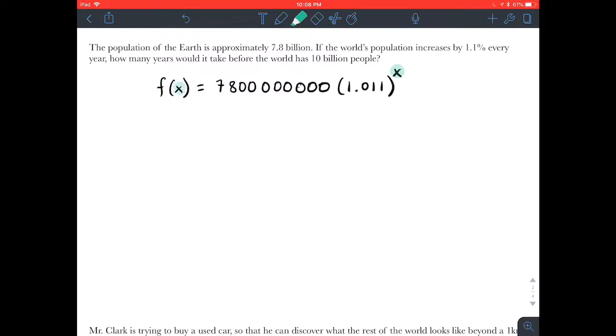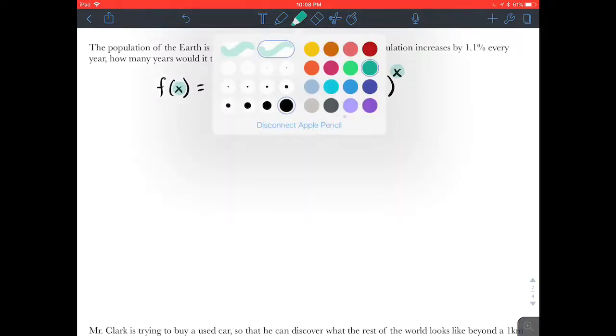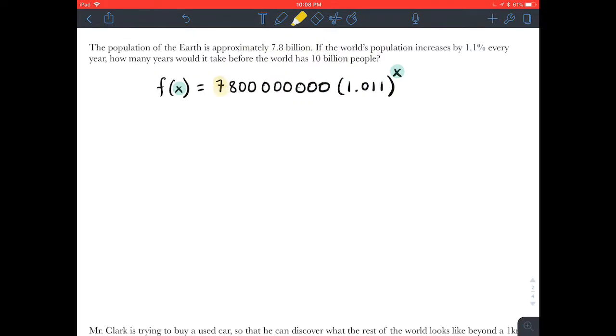X is the number of years after right now. 7.8 billion is our current population of the Earth. And 1.011 represents the fact that the population is growing at 1.1%. So again, we take our formula for exponential growth. We have 1 plus or minus r, where r is the rate of change. And here our r is 1.1%, or 0.011.